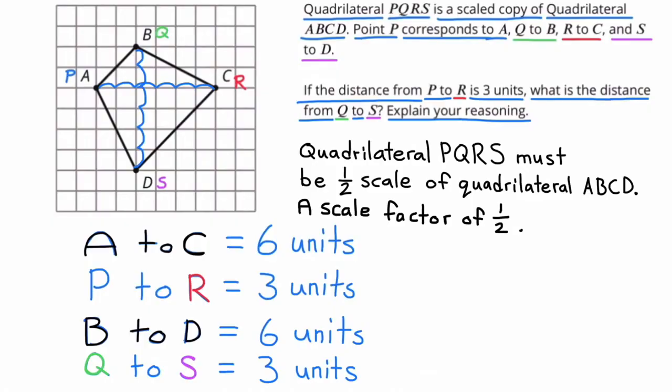Quadrilateral PQRS must be a half scale of quadrilateral ABCD. That would be a scale factor of 1/2. That's why A to C is 6 units and P to R is 3 units. B to D is 6 units and Q to S is 3 units.